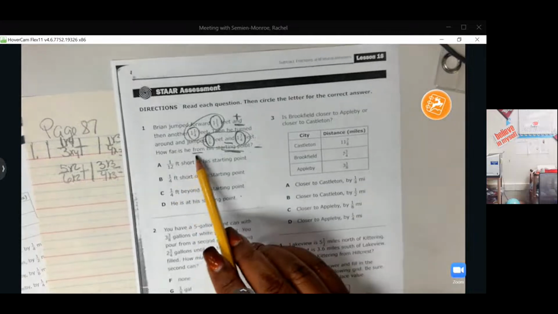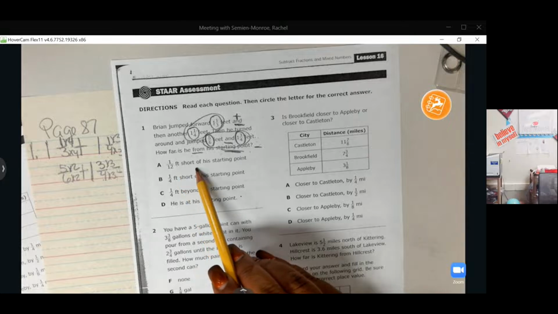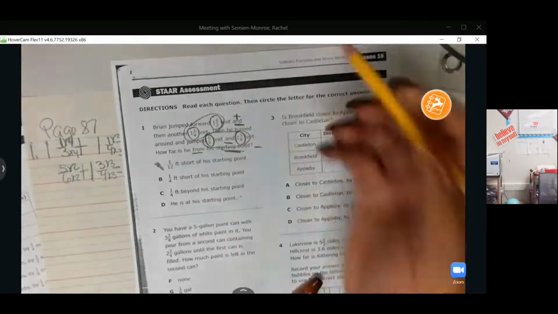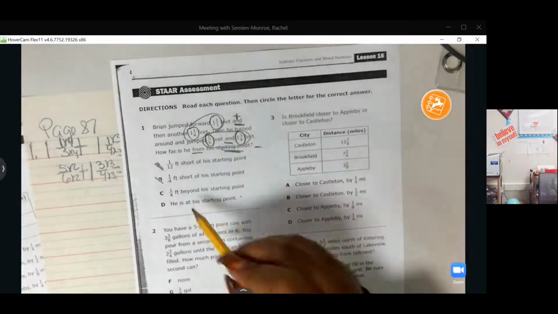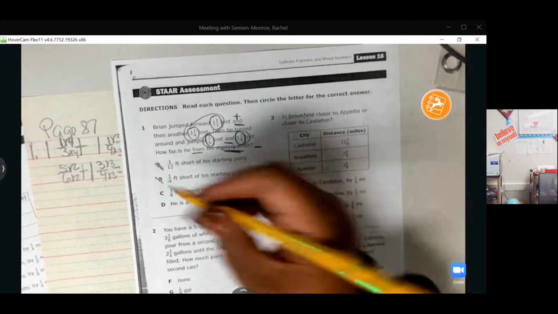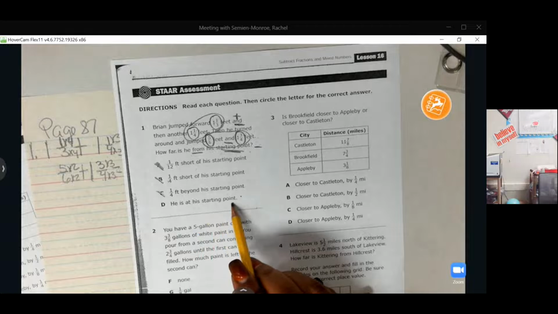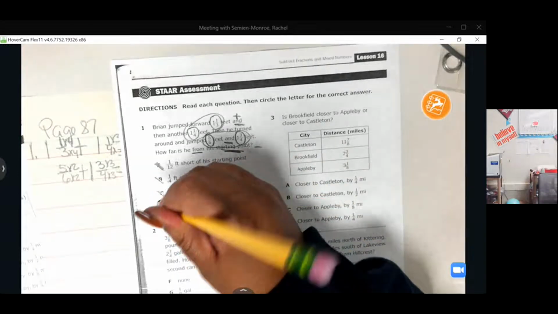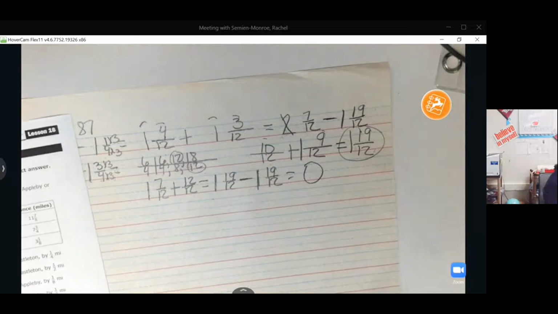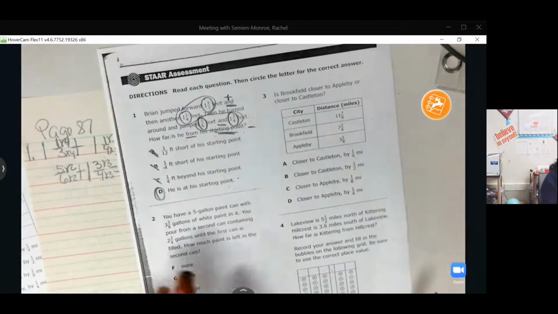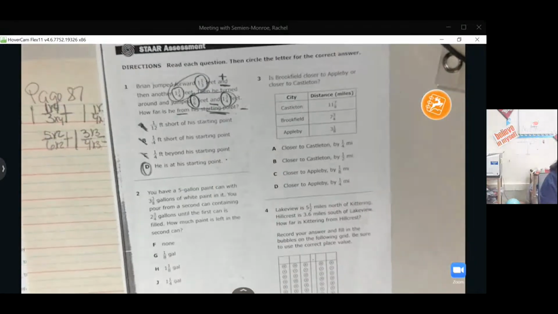It says, how far is he from his starting point? 112 feet short. That's not it. 1/4 feet short. Nope, he's not short. 1/4 feet beyond. It says he is at his starting point. That's exactly what's going to be our answer because we have the big 0 right here. He is right back where he started from. You will continue using this method for problem number 2, 3, and 4.